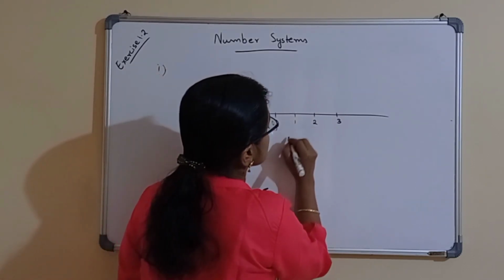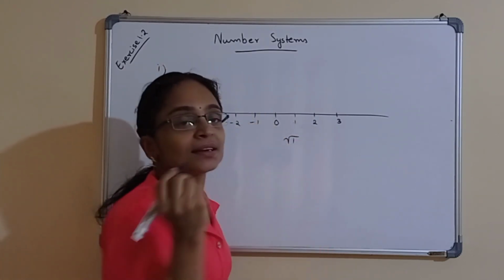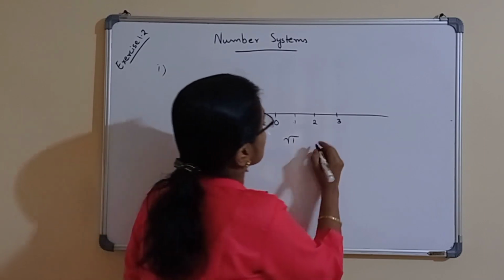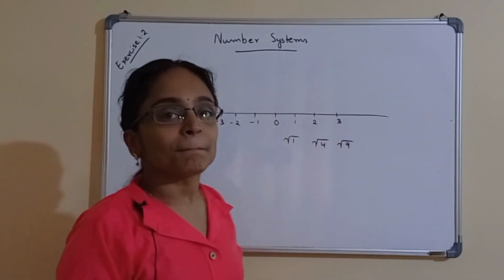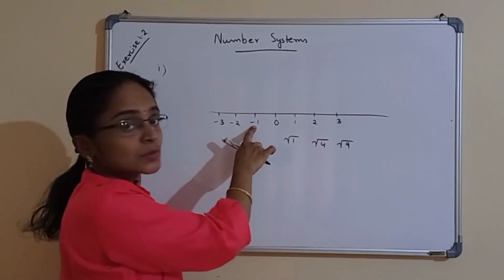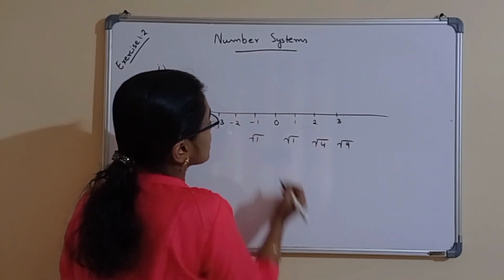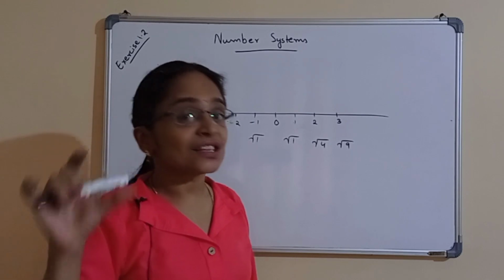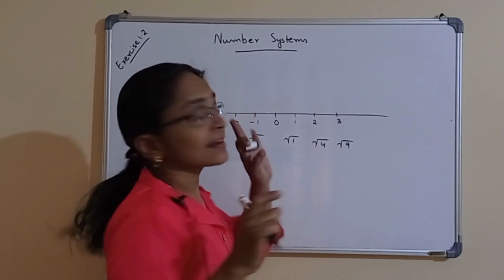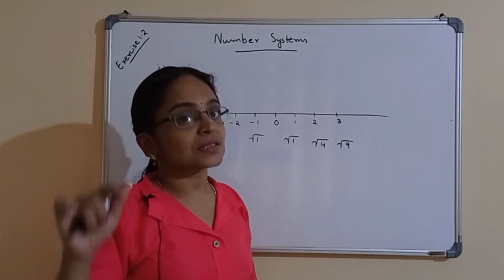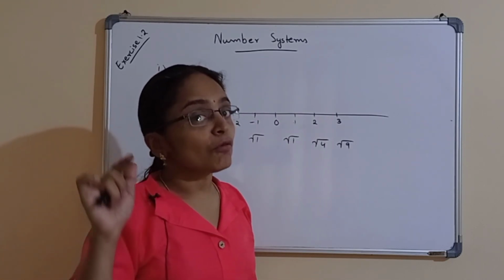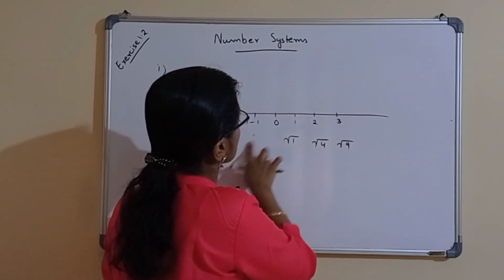Here, this is root 1. This one is root 1, and 2 is root of 4, and 3 is root of 9. But is minus 1 root of any natural number? These negative numbers are not the square root of natural numbers, which means this statement is false. So, this is not true.